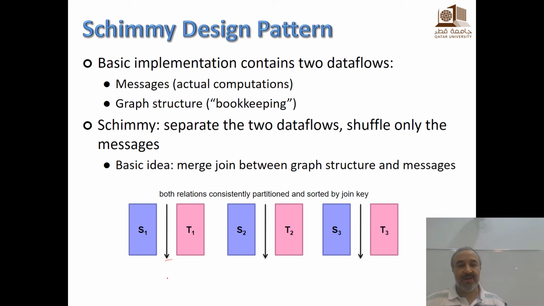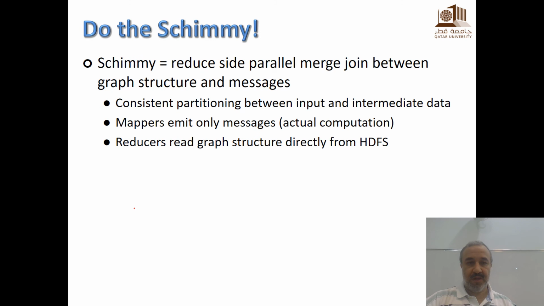We did the partitioning, and with that partitioning, and with directing the messages of those nodes to this reducer, this reducer will read from that file, then we can merge both sides of the data, the computations, the scores, and the graph structure. By the way, this pattern is called Schimmy pattern. It's reduce side because it's done at the reducer, a parallel merge join between the graph structure and the messages. Why is it called merge join?